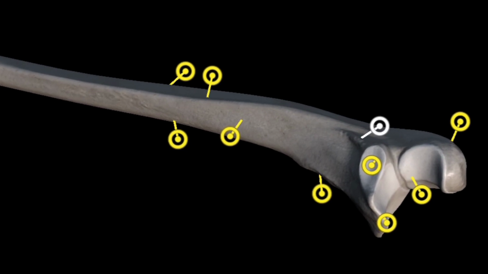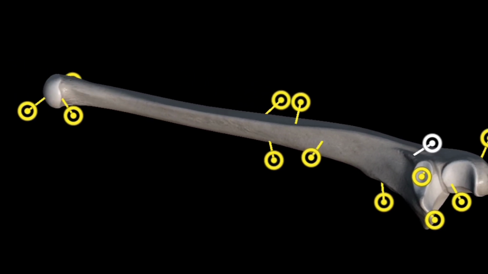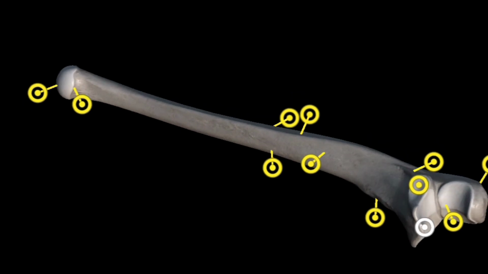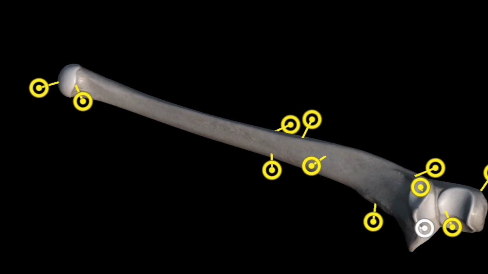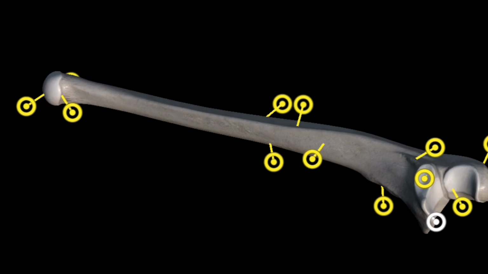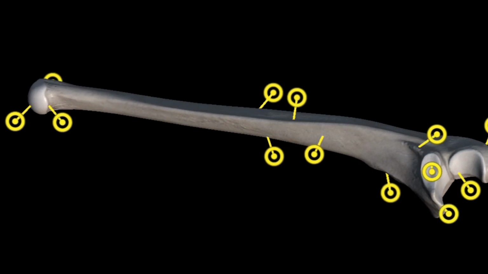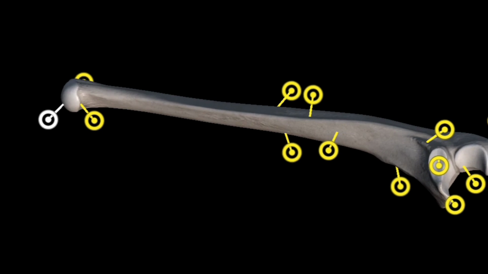Here the supinator muscle is attached, and here is the coronoid process of the ulna that articulates with the coronoid fossa of the humerus. And here laterally is the lateral border or interosseous border of the ulna, and here is the anterior surface, and this is the head of the ulna distally.